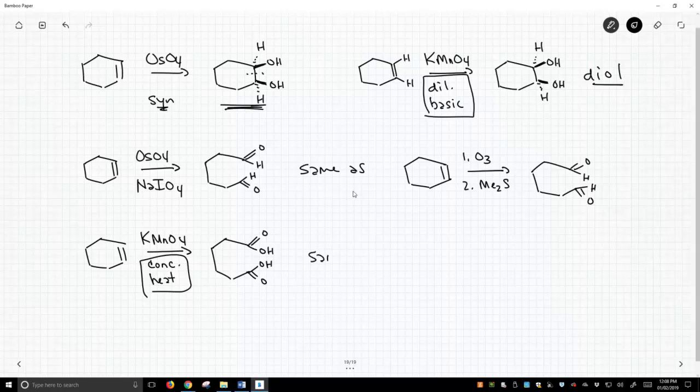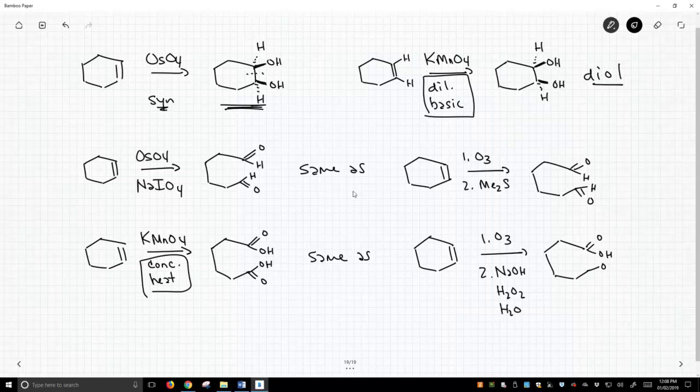Note, this is the same product as if we took this alkene and did an ozonolysis on it, and instead of using a reductive workup, we used the oxidative workup. Hydrogen peroxide, sodium hydroxide, and water, and we would get the exact same product. So that's just a set of commonly encountered oxidative conditions, most of which also cleave the carbon-carbon sigma bond of the alkene to give a range of different oxidative products.